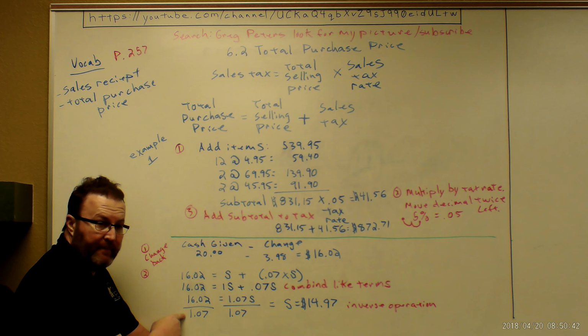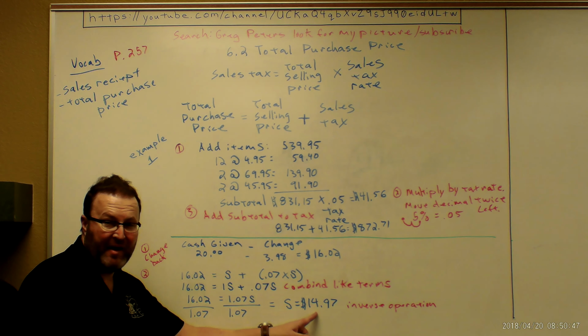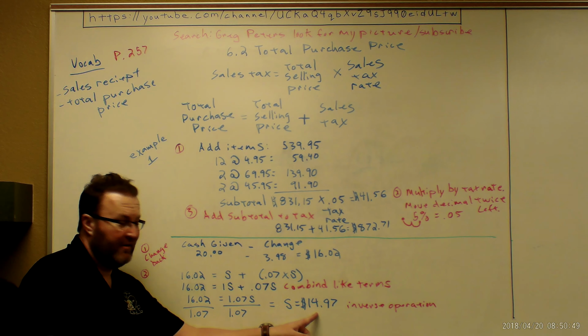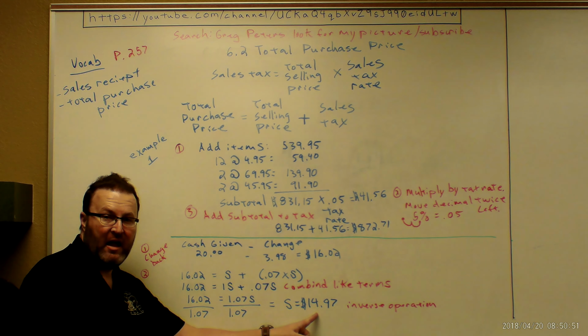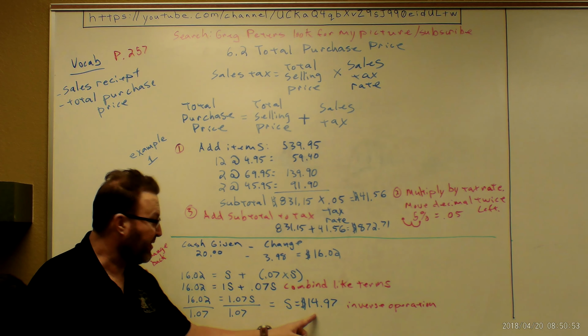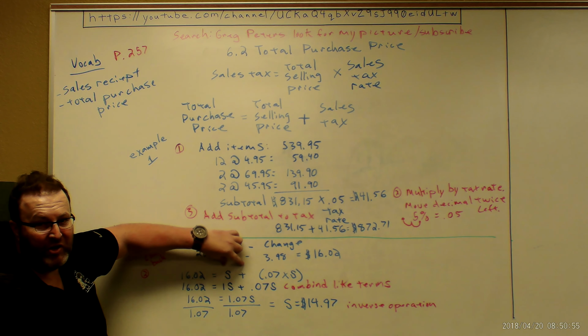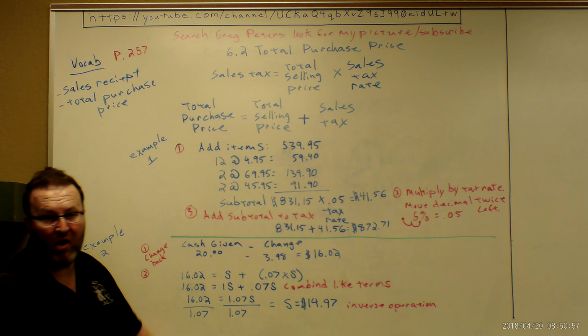Tell me what you get. 14.97. That's what the bathing suit cost. Isn't that pretty cool? Okay, here's the easiest way to do the algebra problems. Your formulas are going to be just like this. There's going to be something missing. You're solving for what's unknown.